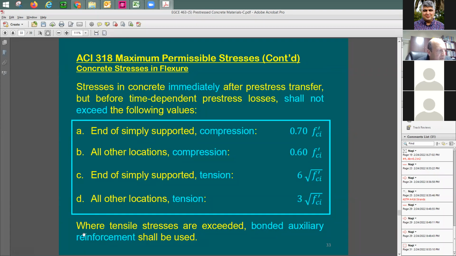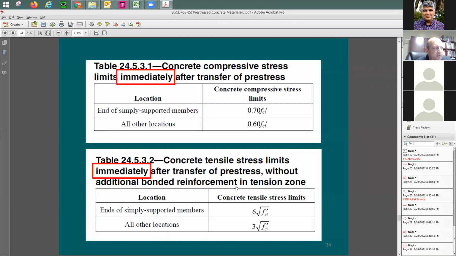See this? So now I understand the statement here. Where does this come from? I know that this statement here is not in the code. It doesn't say it this way. But it says, if you keep the stress within these limits, you're good. You have no problem. You don't really need to have reinforcement. It says without. So I'm going to put this in the box, without. Okay, good.